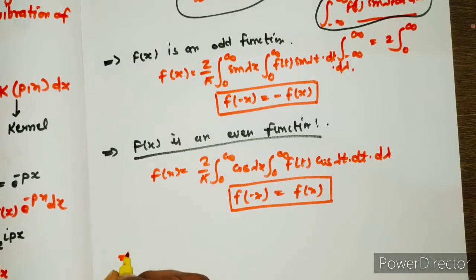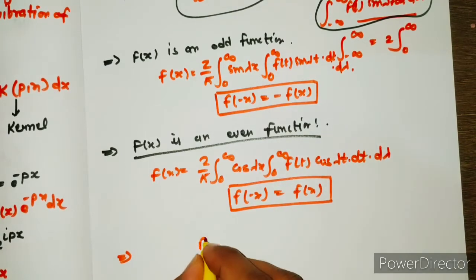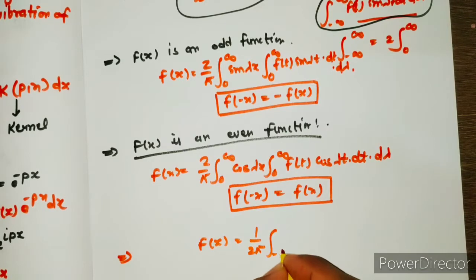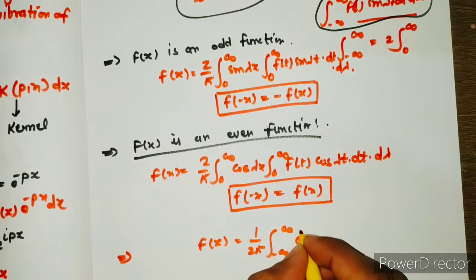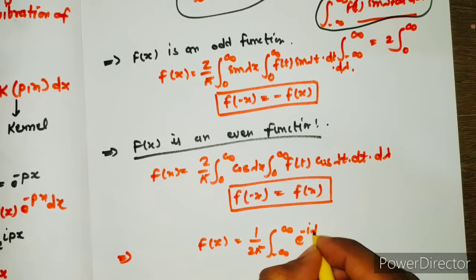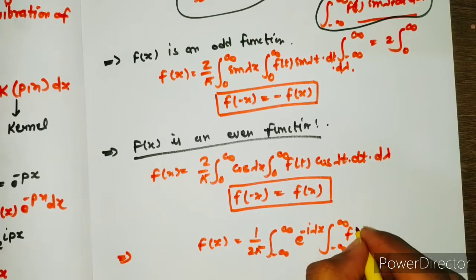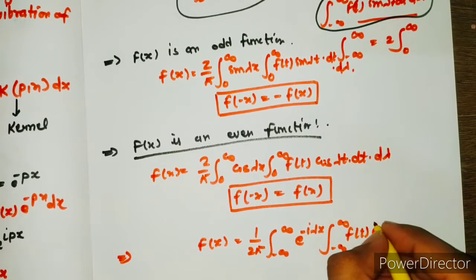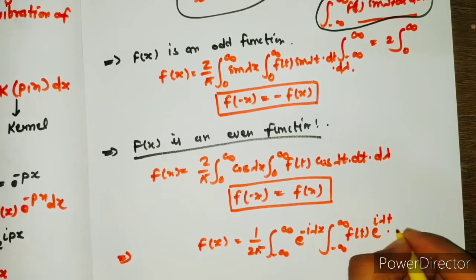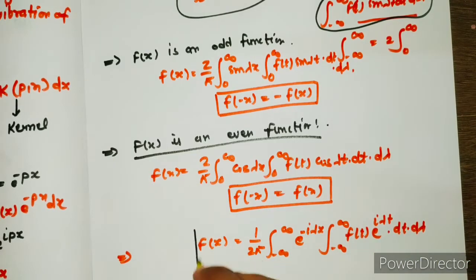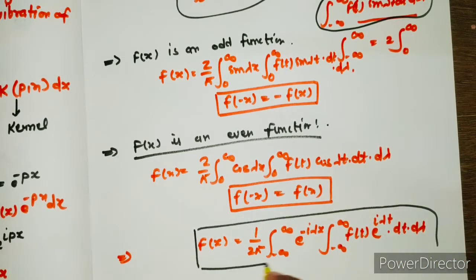What is the complex form of the Fourier integral? This is called the inverse. f(x) equals 1 upon 2 pi, integral from minus infinity to infinity of e raised to the power minus lambda x, integral from minus infinity to infinity of f(t) e raised to minus lambda t dt d lambda. This is our formula in complex form of the inverse Fourier function.